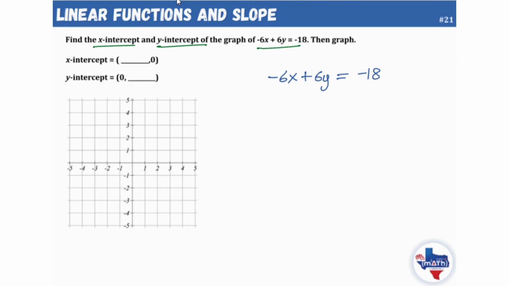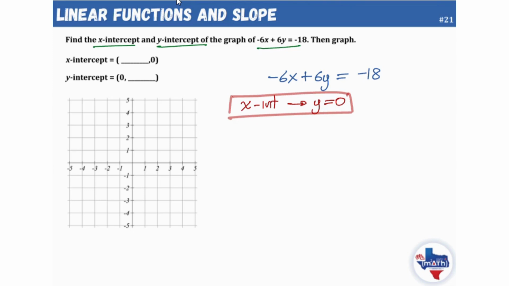So for the x-intercept, this is the rule. If I am looking for the x-intercept, I will make my y equal to 0. This we could consider a rule or our strategy. If I'm looking for the x-intercept, I will say my y equals 0.